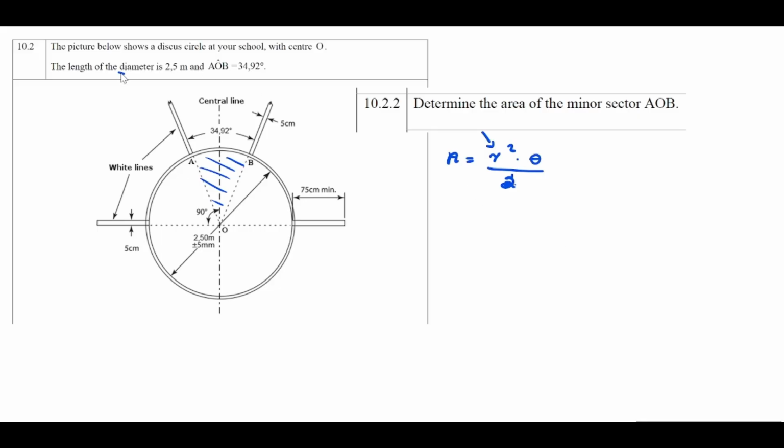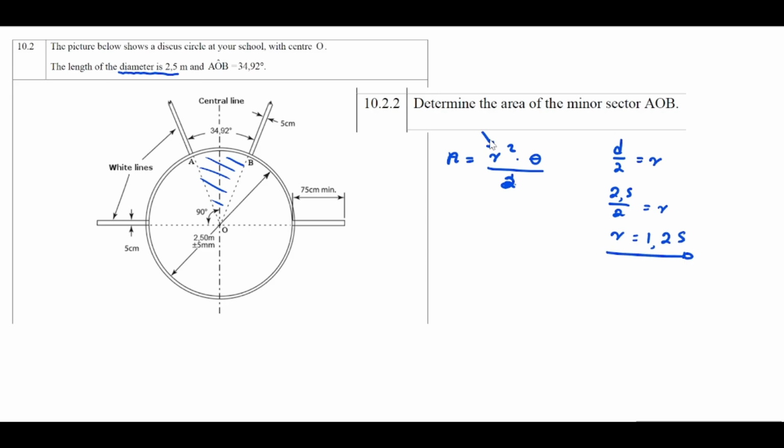We are given the diameter here. A diameter is given as 2.5 meters. So we know that a diameter, when you divide it by 2, you get what? You get the radius. So we're going to divide the diameter by 2. So we're going to take 2.5 and then divide that by 2 so that we can get our radius, making our radius 1.25. It's going to be 1.25.